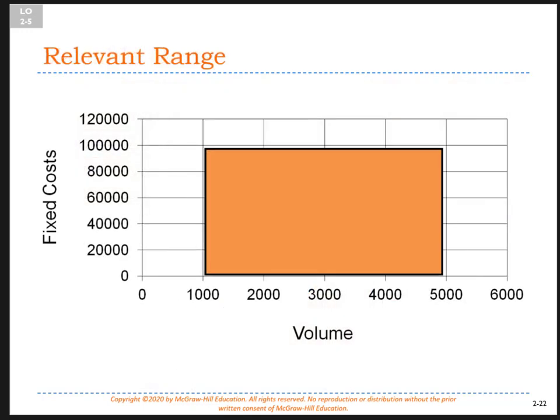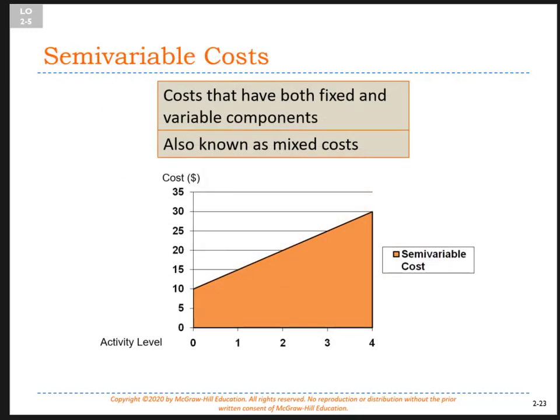All right? So fixed costs, during the relevant range, are flat from a graphical standpoint. You would graph that at roughly 100,000, whether you make 1,000 units or 5,000 units, or 3,000, or 4,000, or 3,500, or 2,700. It wouldn't affect your fixed costs.